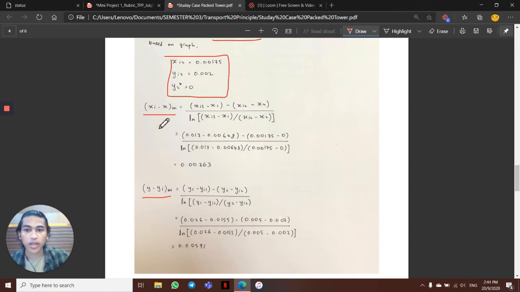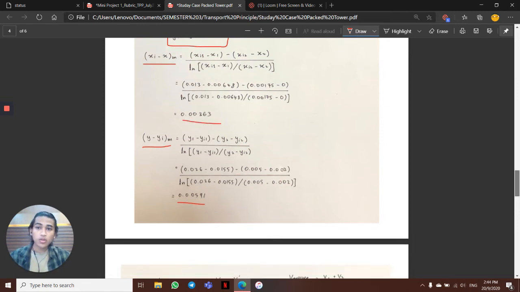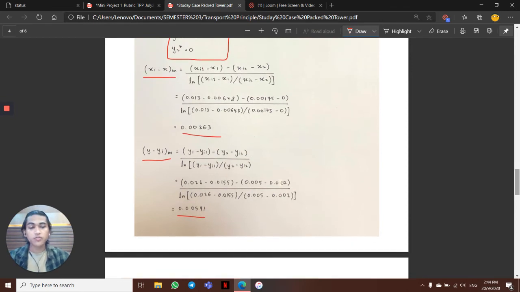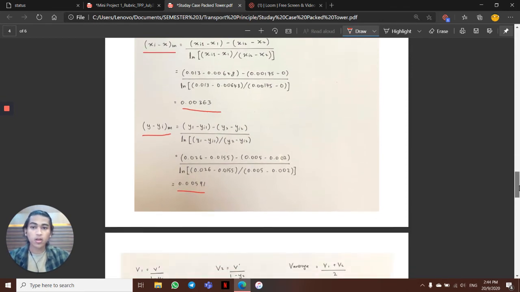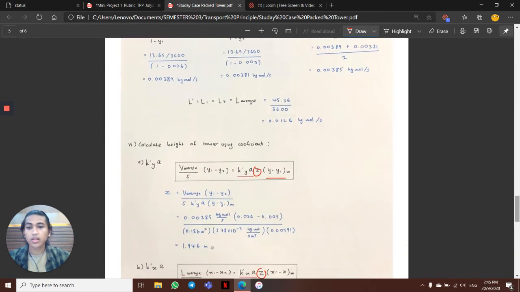If you calculate xi minus x in bracket m using this formula of ln, you will get the final answer of 0.00363. Meanwhile, y minus yi in bracket m will get 0.00591. Okay, so listing all the values, we can calculate the height of the tower for the respective coefficient.